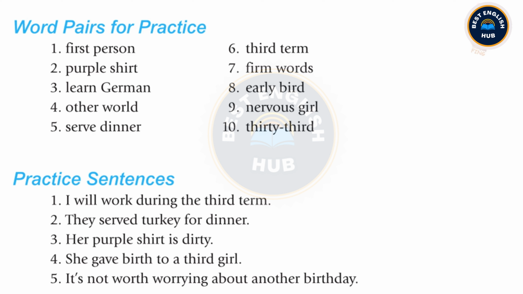Sentences for practice. I will work during the third term. They serve turkey for dinner. Her purple shirt is dirty. She gave birth to a third girl. It's not worth worrying about another birthday.